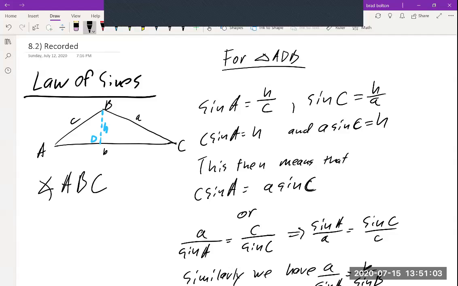And then I drew an altitude right here, a height, that creates a right triangle, right? You all know that when you draw an altitude, you create a right triangle. The reason we need this is because sine, cosine, and tangent only work on right triangles. So everything that you use sine, cosine, and tangent for is for right triangles.